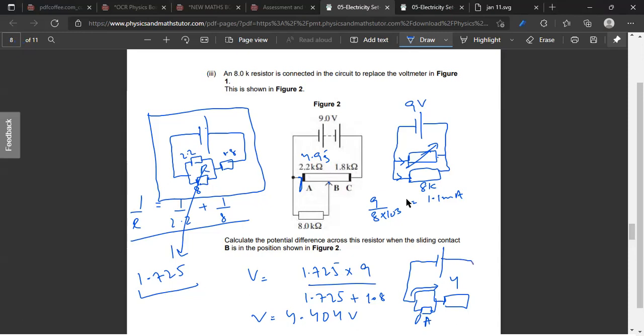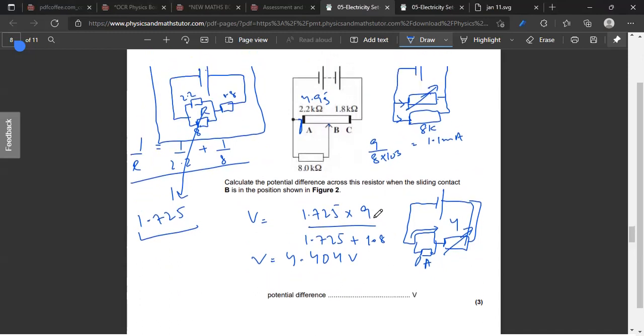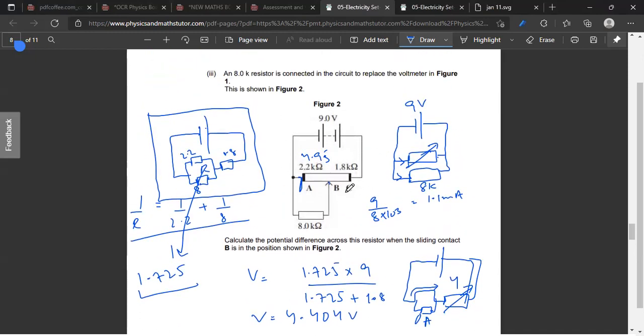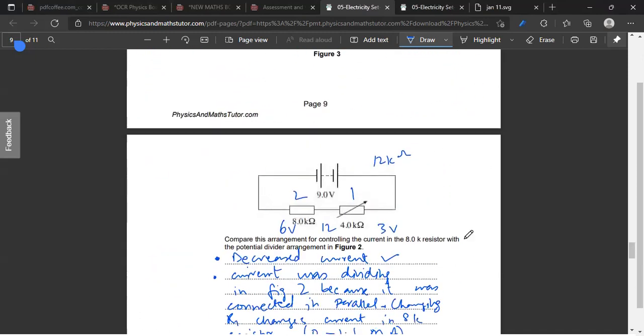Wait, what was the question again? The question was, how does this arrangement differ from this arrangement? And we have to talk specifically about the 8K resistor, so the current around the 8K resistor, and the potential.